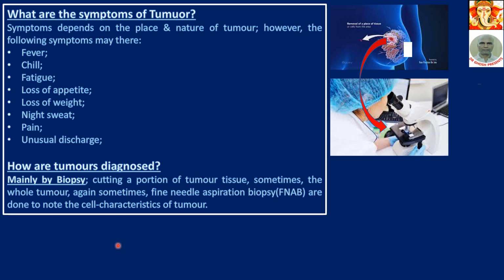Look at the picture on the right hand side. Say this is a tumor. What is done? Some portion of the tumor is cut out and that portion is examined under microscope to know the cell characteristic, whether it is malignant or normal. This is the basic thing of biopsy.